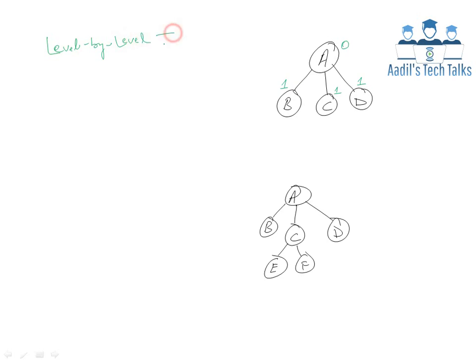traversal. Level by level traversal means visit level 0. Level 0 is node A, then we visit each further level from left to right. Next level is 1, from left to right, B, C and D.